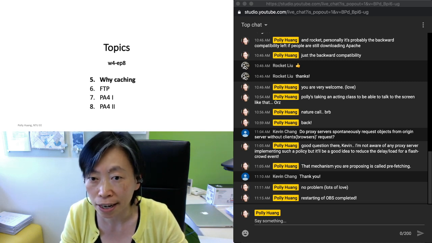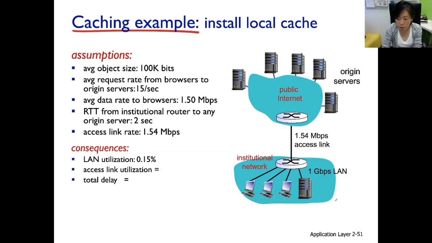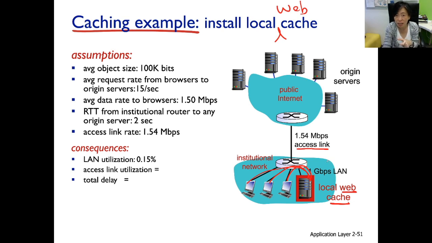Try to wrap up caching. In scenario 3, instead of blowing up the access link, let's install a web cache here. I'm calling it the local web cache because we are very close to the clients. So that you are not confused with the local cache we've talked about in conditional GET, where that cache is actually very, very local on the hard disk of the user. So we are only slightly local here.